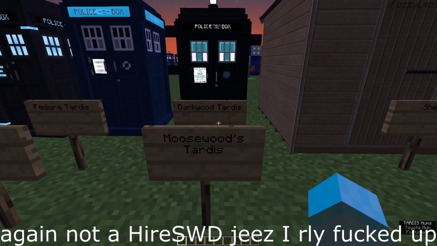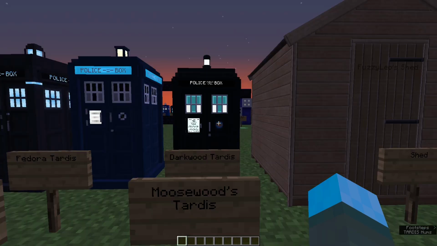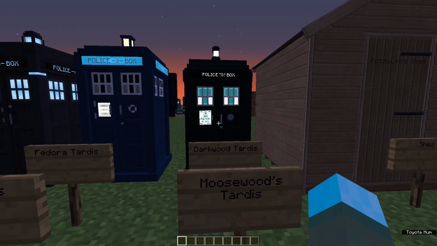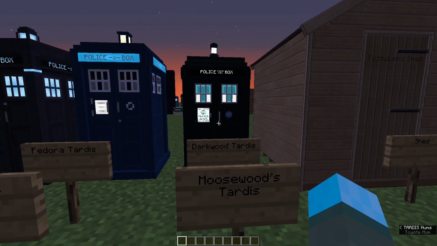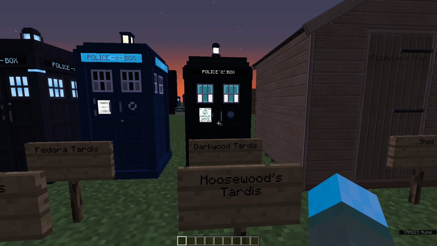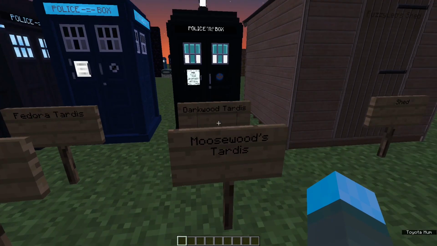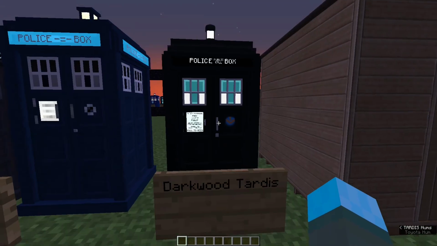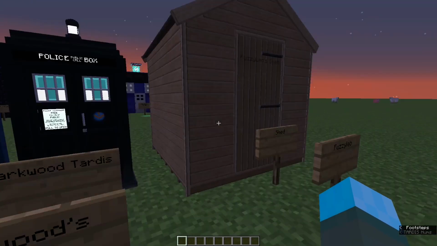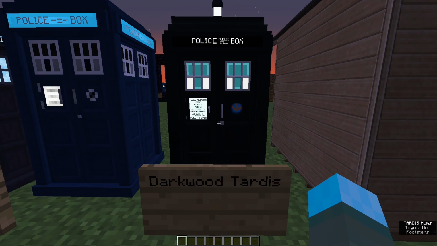Darkwood TARDIS or Morsewood's TARDIS. Dalek mod made people pay for it on their website. Morsewood wasn't happy with this, so they changed it to Darkwood, and yeah.